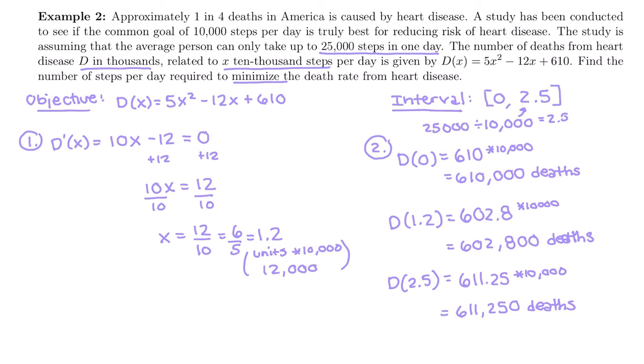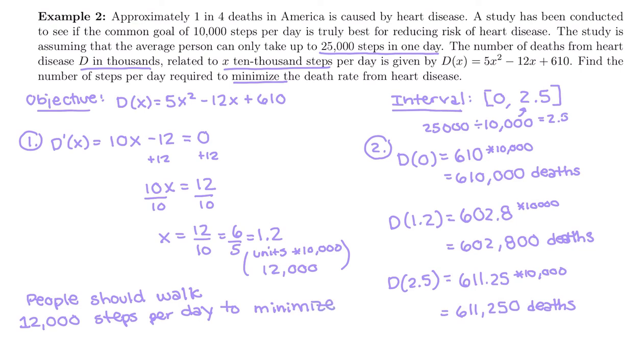So what's our conclusion? Well, it's looking like that critical number has the absolute minimum here. So we're going to say people should walk 12,000 steps per day to minimize heart disease deaths.